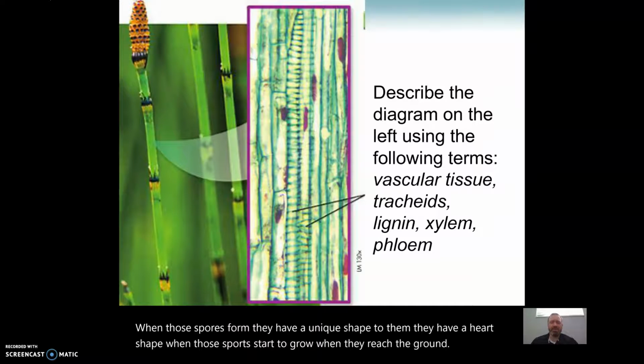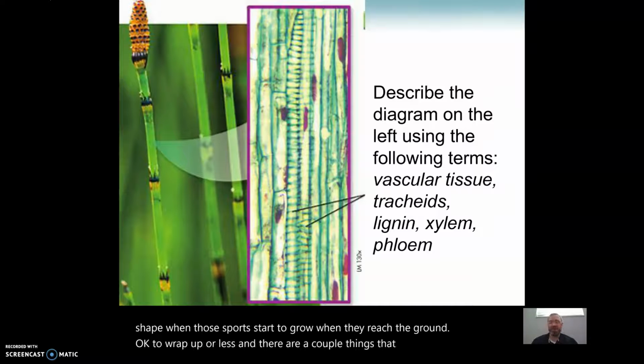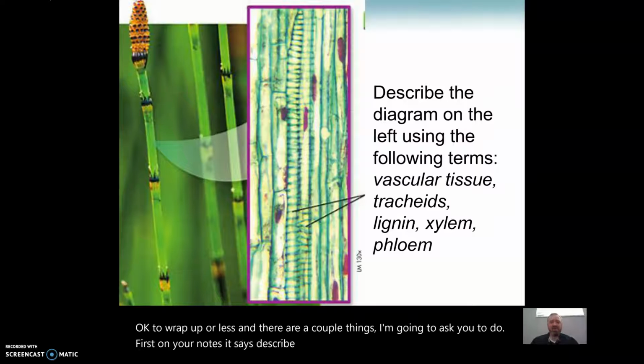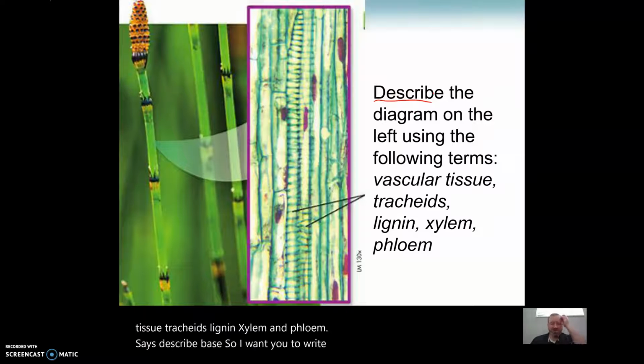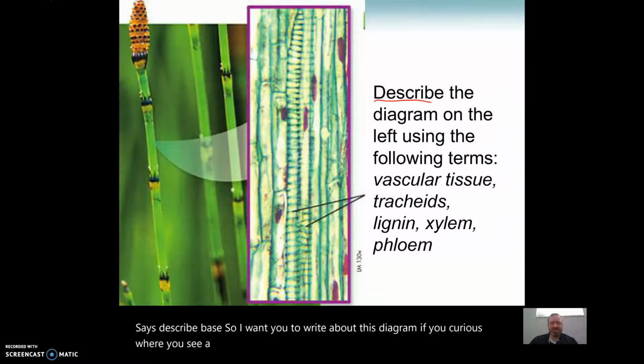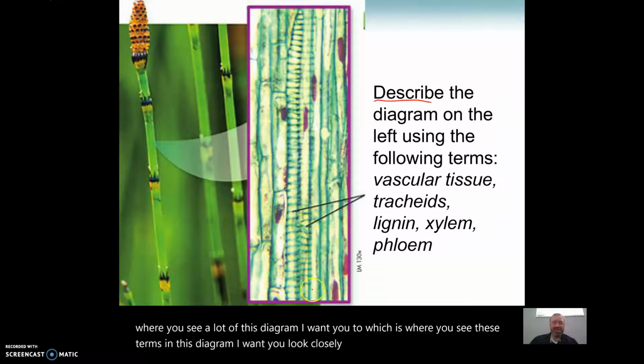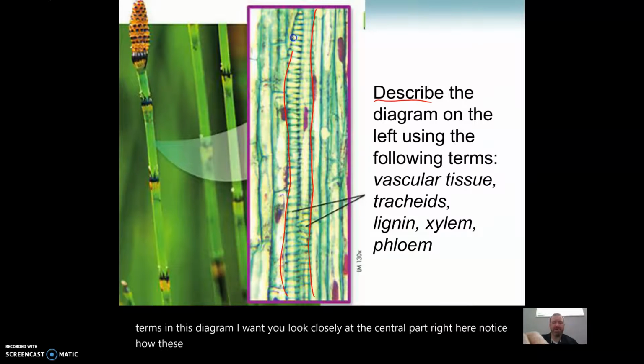To wrap up our lesson, there are a couple things I'm going to ask you to do. First, on your notes, it says describe a diagram with the following terms: vascular tissue, tracheids, lignin, xylem, and phloem. It says describe, so I want you to write about this diagram. Where you see these terms in this diagram, I want you to look closely at this central part right here. Notice how these cells are different than the ones around them.